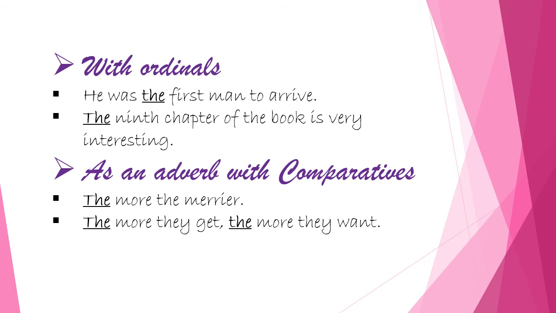We also use definite articles with ordinals. But what are ordinals? First, second, third, etc. These are all ordinals. So here you can see, he was the first man to arrive. So before first, which is an ordinal, we have used the definite article. We also use it as an adverb with comparatives. For example, the more, the merrier.